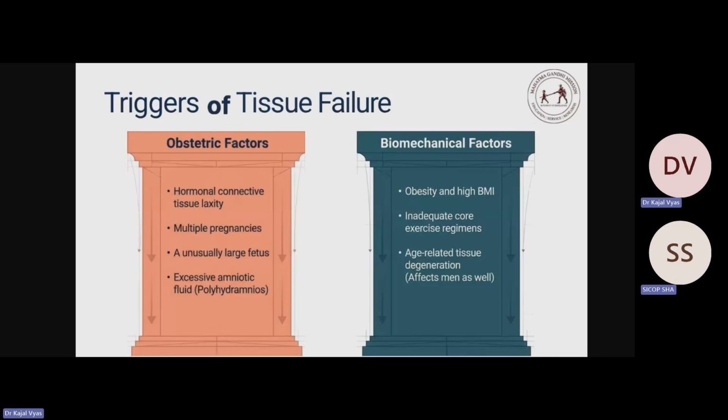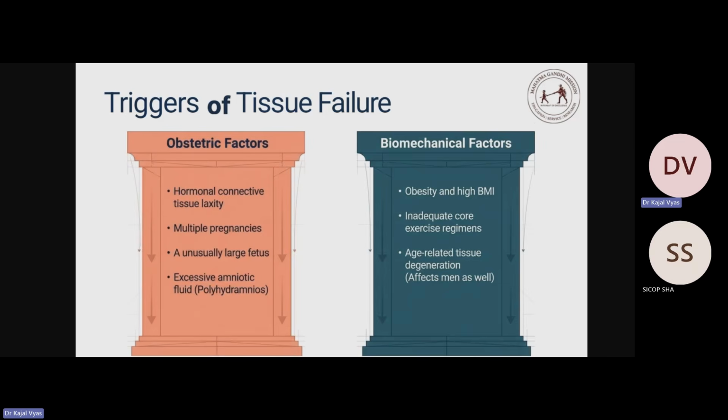Okay, so I was explaining the triggers of tissue failure, that is the stretch of the linea alba. As I explained, most commonly it is seen in postnatal women and pregnant females, but it is not restricted to that only. There are many other conditions when diastasis recti can be present. The triggers include hormonal changes, the hormone relaxin, which is responsible for stretching and laxity of the tissues during pregnancy. Another is biomechanical changes during pregnancy, multiple pregnancies, and an unusually large growing fetus or excessive amniotic fluid, which puts pressure on the anterior abdominal wall and can lead to diastasis recti.